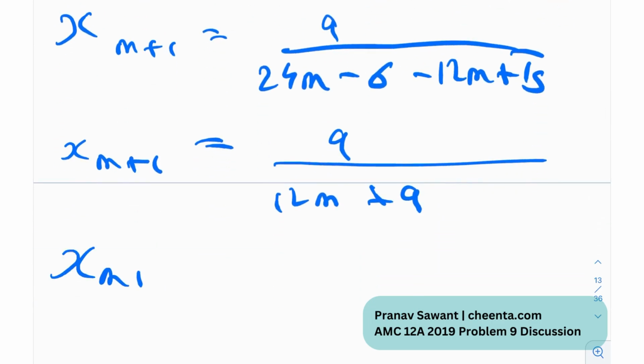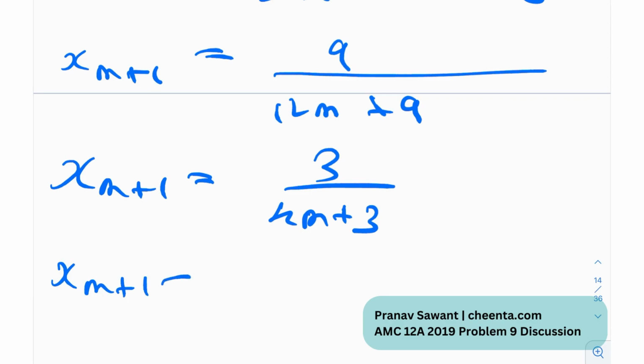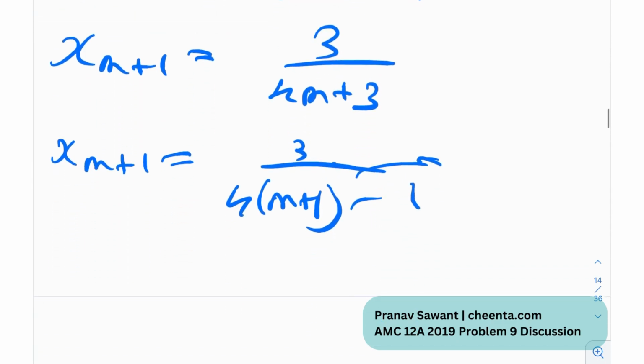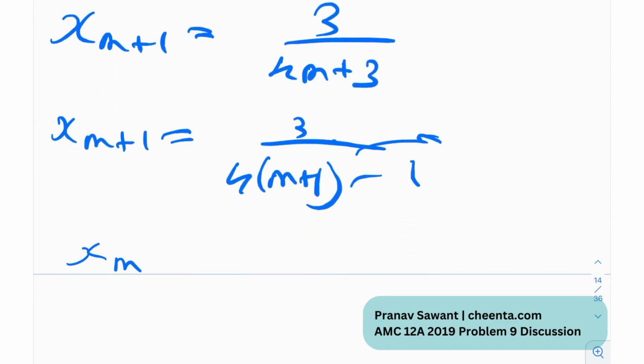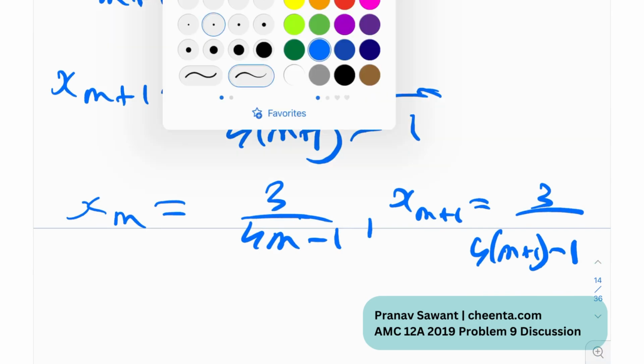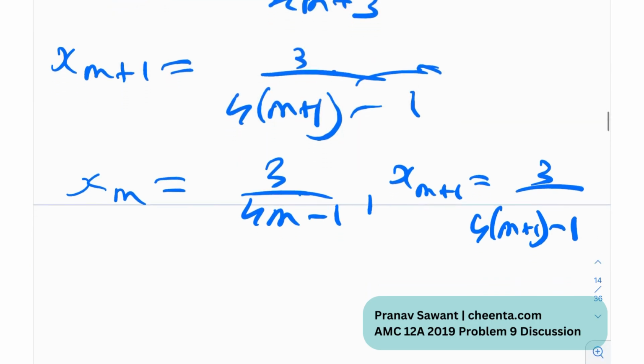And if I just divide the numerator and denominator by 3, I would get x_{m+1} is 3 divided by 4m plus 3. Or in other words, x_{m+1} would be 3 divided by 4 times m plus 1 minus 1. I think that is the point where you stop your induction. So you essentially prove that x_m is equal to 3 divided by 4m minus 1, and you also prove that x_{m+1} is equal to 3 divided by 4 times m plus 1 minus 1, which actually holds true. Hence our induction is true, and hence we have proved the formula, right? So this formula holds true for all n.